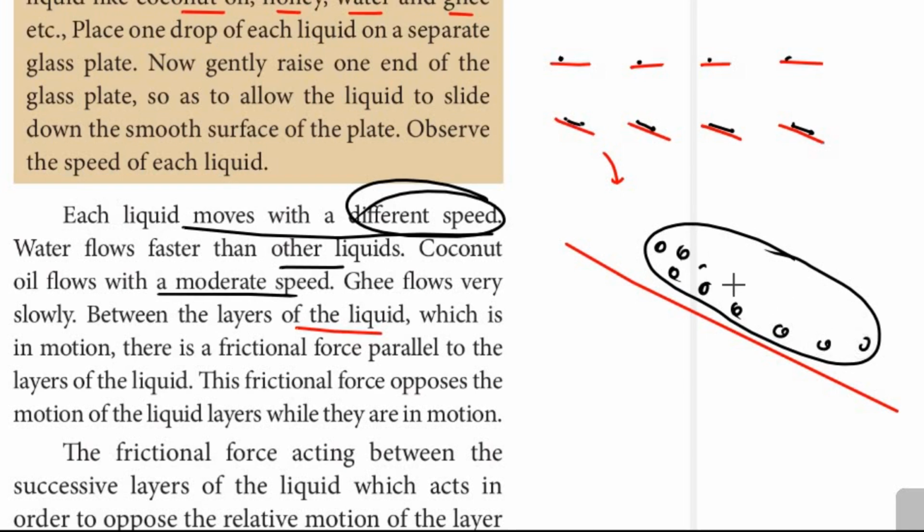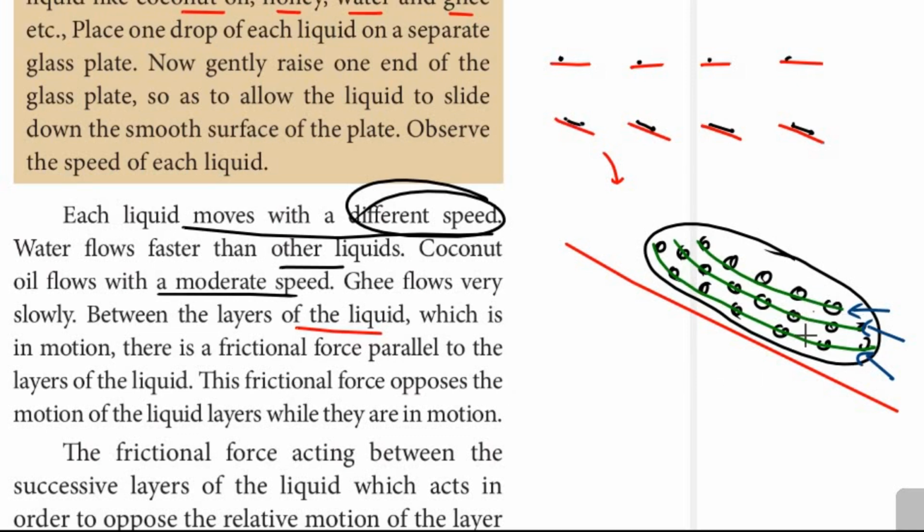Now, this is the overall structure. Now you can consider that overall there is a layer. So this is the lowest layer, the skin of the drop. Above it we have another layer of molecules, another layer above it. Now what you see is that between these three layers, the first layer, second layer, and say the third layer, there is a frictional force parallel to the layers of the liquid.